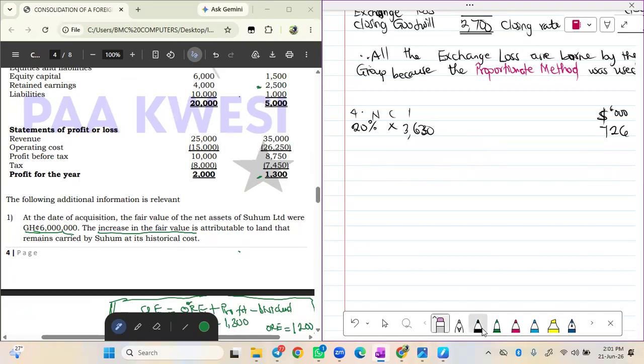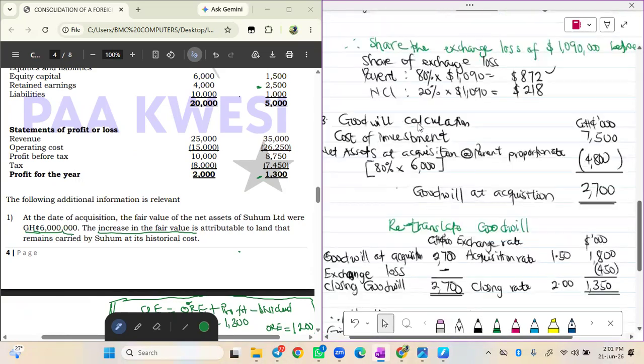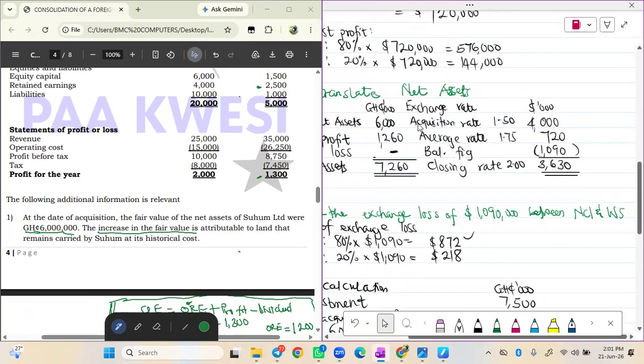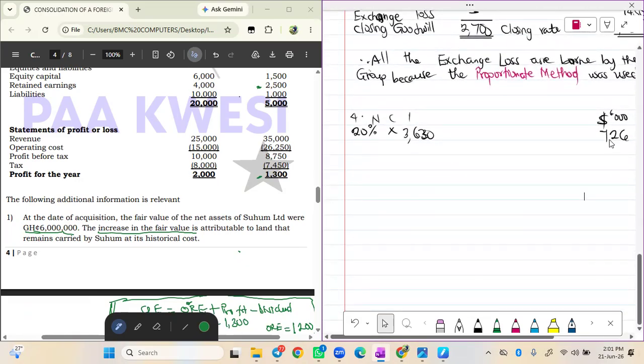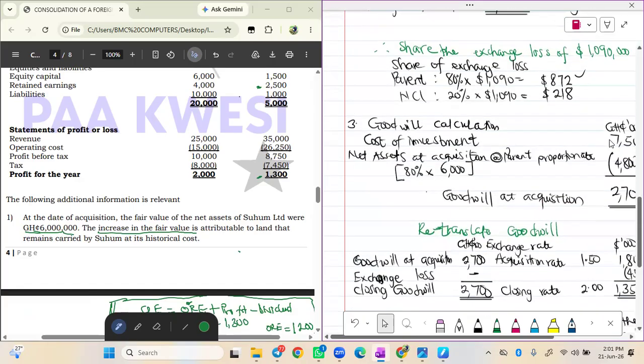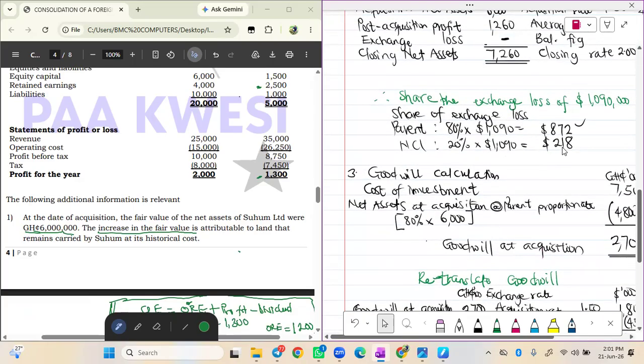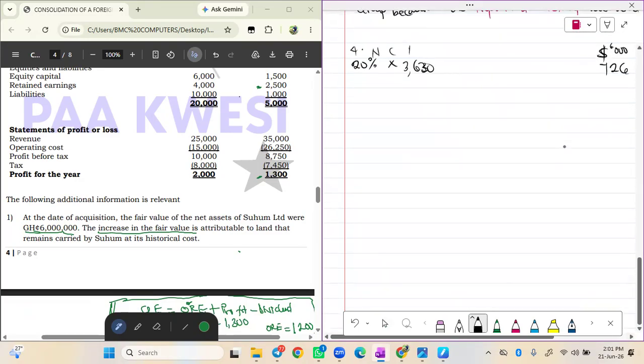So if you want to find the retranslated NCI at reporting, pick the NCI percentage, multiply by the retranslated net asset at reporting. The retranslated net asset was this 3630. Multiply with the NCI, and you get this 726. And the 726 that you get here has already considered the share exchange. So NCI, you have treated its own. It's left with what? The parent. Right. All right. So let's move on to working fact.